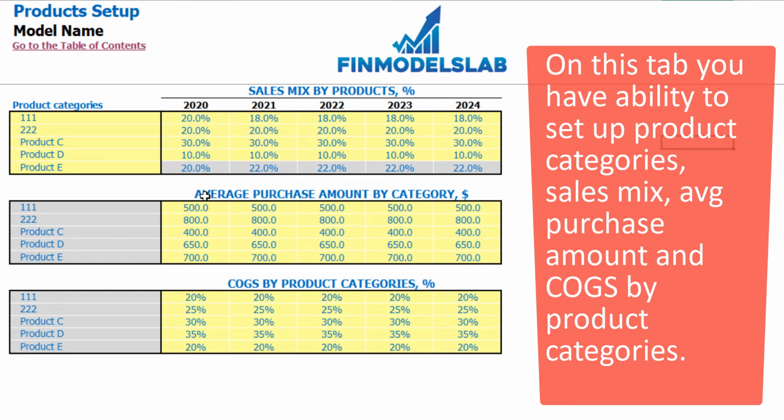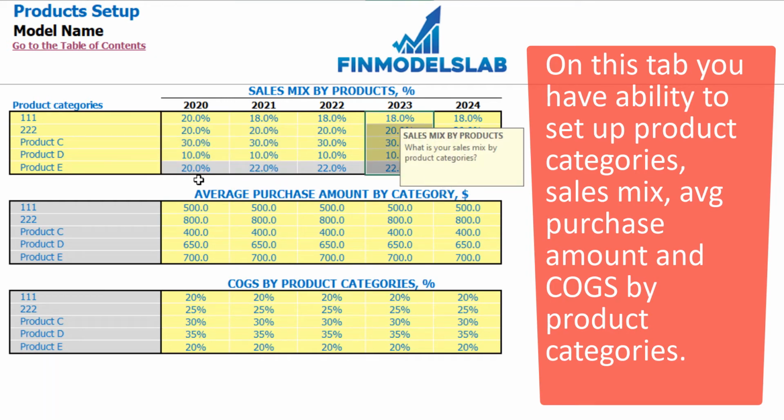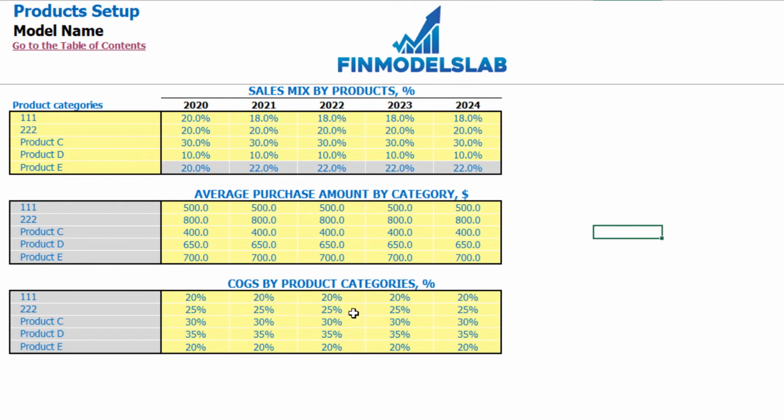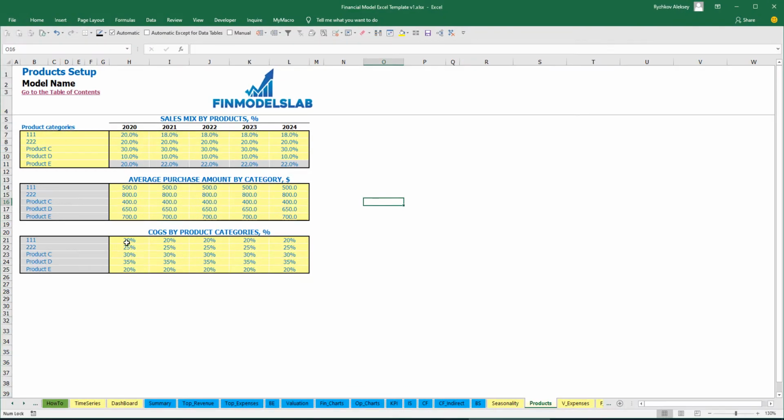If you set the breakdown correctly and sum of your first 4 categories is less than 100%, then your product E will be everything else until the 100%. So the total always should be 100%, and if you input everything correct, this will be in gray color. Below you can set up the price for your product in dollars and COGS by product categories, by years, as a percentage of revenue.